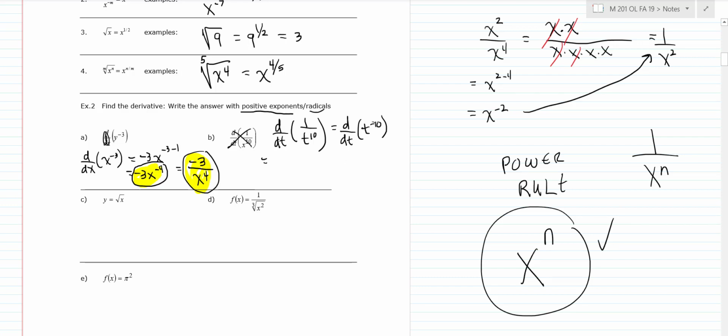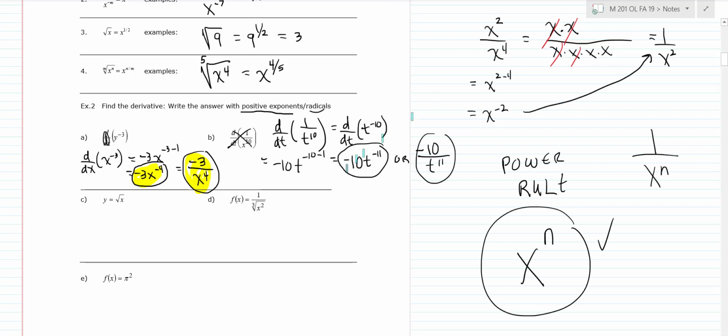So this goes like this. Now do the power rule. Negative 10, t to the negative 10 minus 1. You can do that in your head. That's negative 10, t to the negative 11. Or you can write that preferably as negative 10 over t to the 11th.